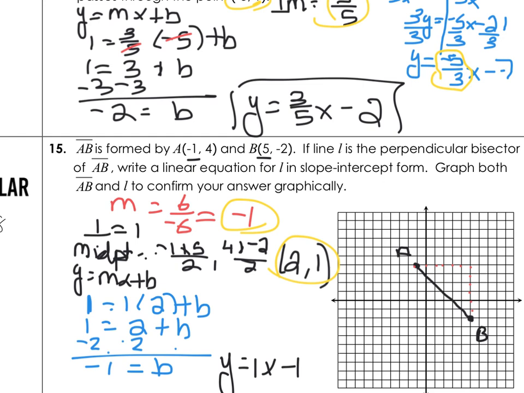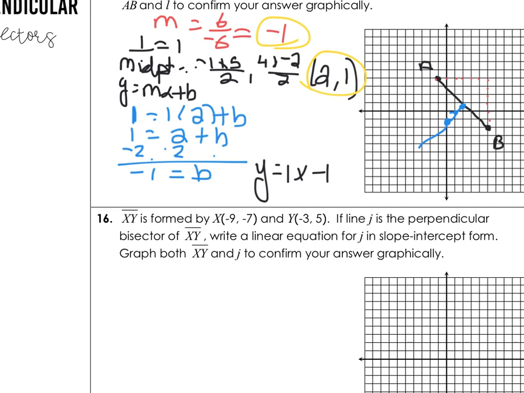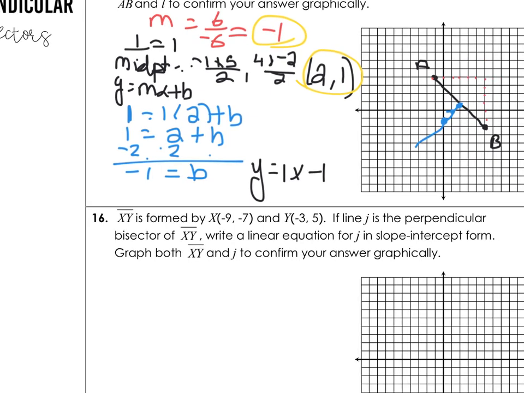So let's try it. So I'm going to go to -1. I'm going to go up 1 over 1, up 1 over 1. And if you look, that looks like it's perpendicular to it. All right, you guys go ahead and try this one and see if you can get it.